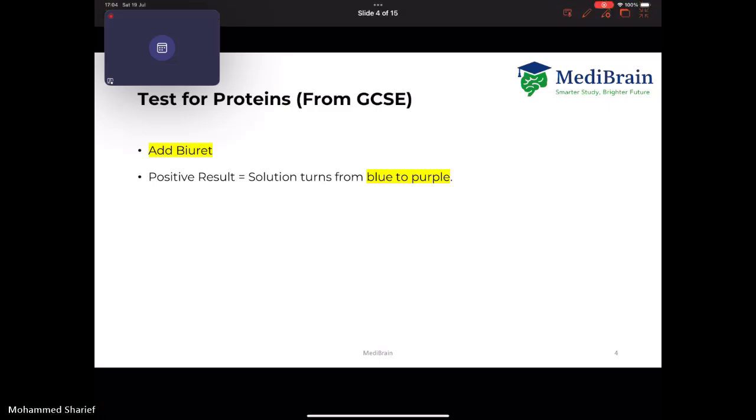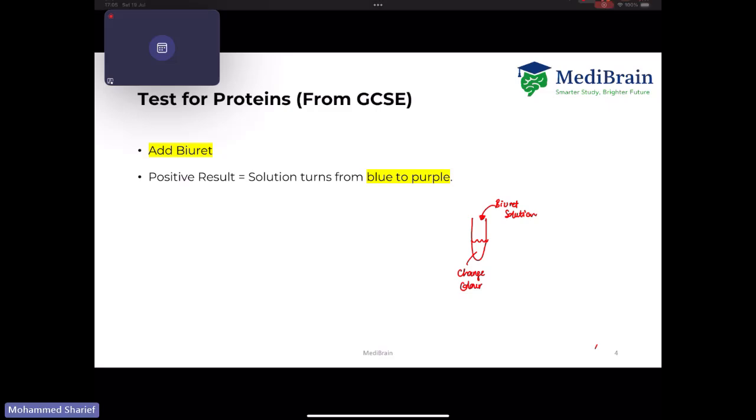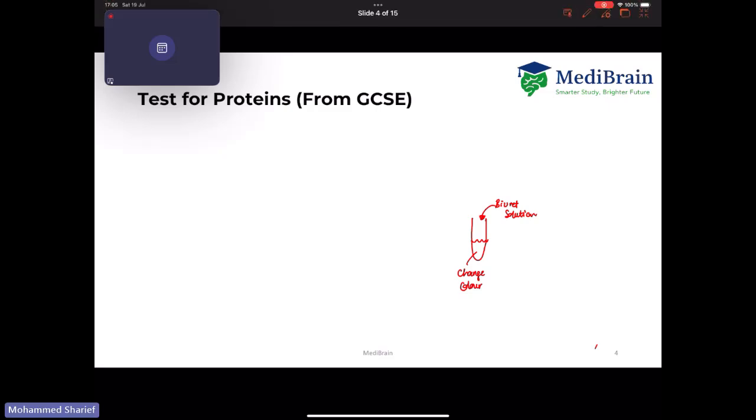Again, a very similar process. You would normally have a test tube with your sample. You would add in your biuret solution to the test tube, and then what you realize is that this will change color for a positive result. Just be familiar with the colors.